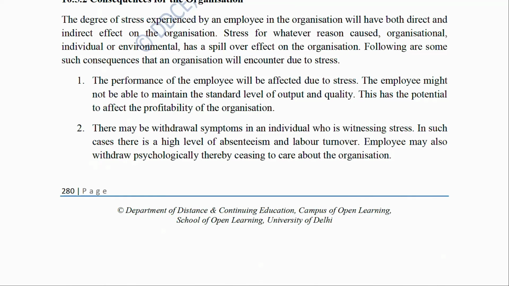First, the performance of the employee will be affected due to stress. The employee might not be able to maintain the standard level of output and quality. This has the potential to affect the profitability of the organization.